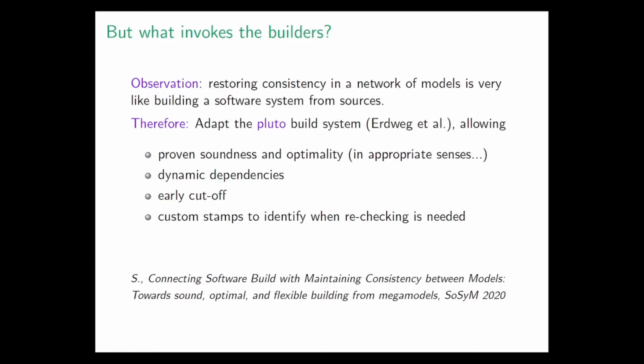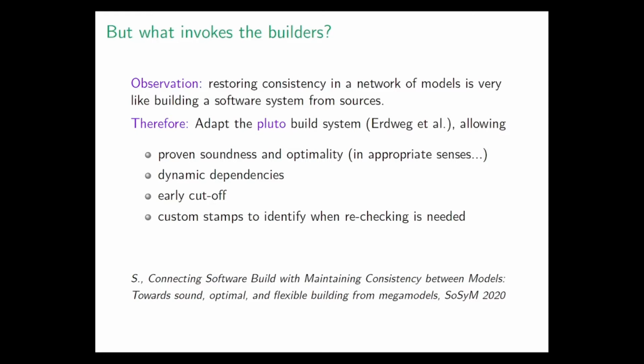The thing I want to draw attention to at the moment is the use of custom stamps to identify when rechecking is needed. So in a build system, you're familiar with the idea that timestamps are used in order to determine whether it's necessary to rerun a particular compilation step. If the sources have not changed since the last time the compilation step was run, then there's no need to rerun it. In our setting, it's very useful that Pluto allows us to have a more flexible version of that mechanism, which allows us to identify certain information which is relevant to whether it's necessary to redo a certain step, and more interestingly, when it's not.